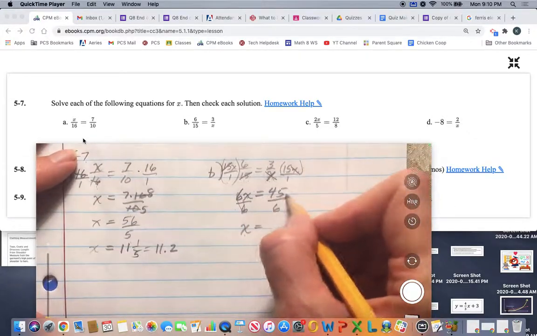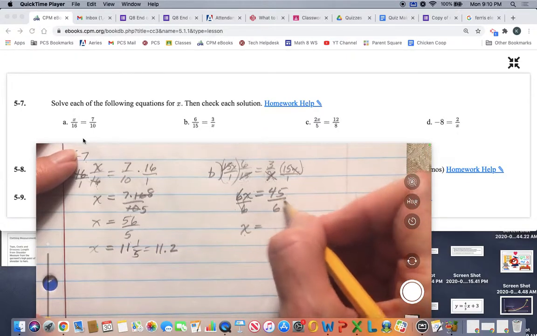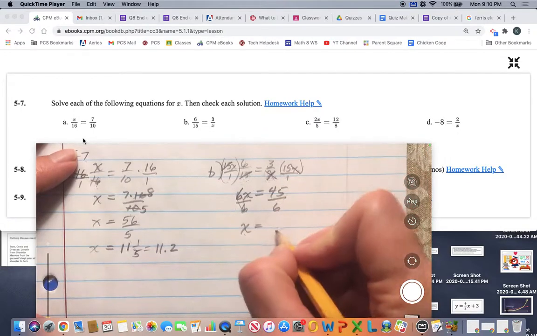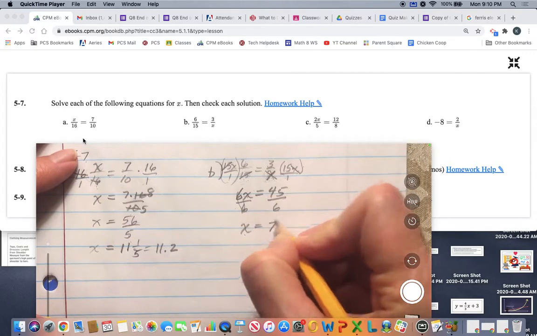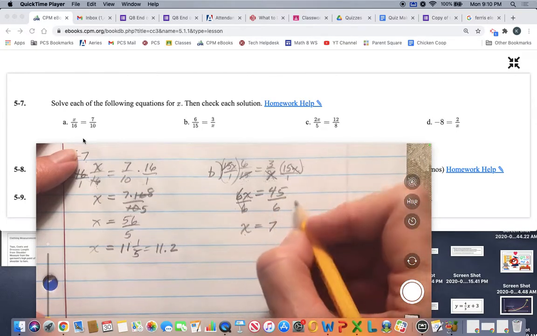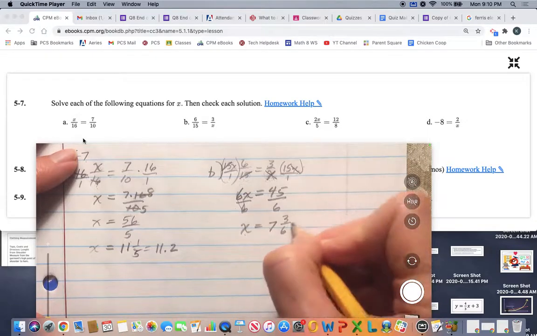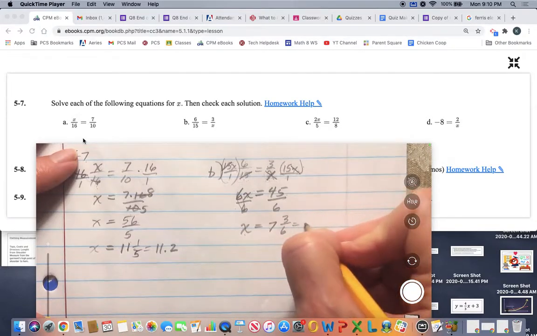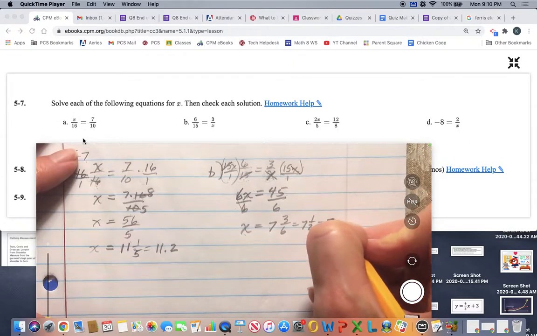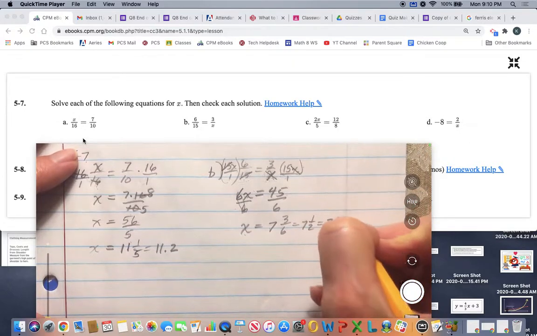And then 45 divided by 6, let's see, that will go in 7 times. So 6 times 7 is 42. And then we have 3 left over, 3 sixths. And that can be simplified to 7 and a half, or the decimal version is 7.5.